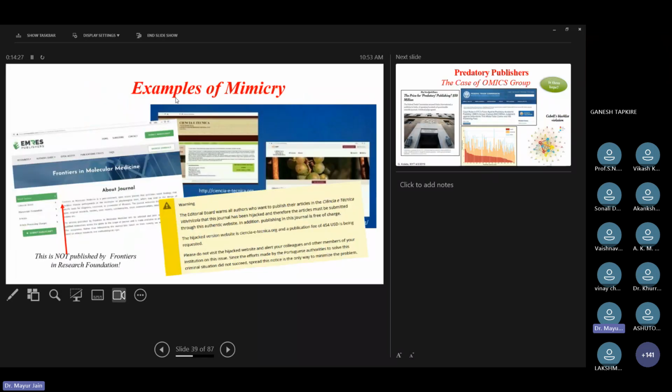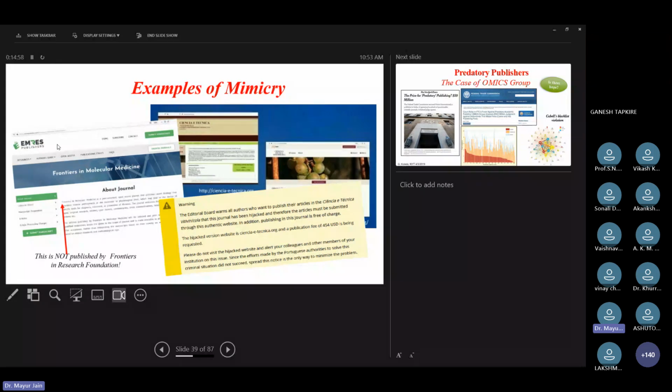So that is what happens in many types of journals. This is one example of mimicry. There is one journal publisher, the Frontiers group, right? And sometimes different journals having a different name put their journal name as Frontiers in Molecular Medicine, and sometimes we get confused whether it is from the Frontiers group or from another group. So you can see this is Embrace Publishers, so that is also not published by the Frontiers Research Foundation.